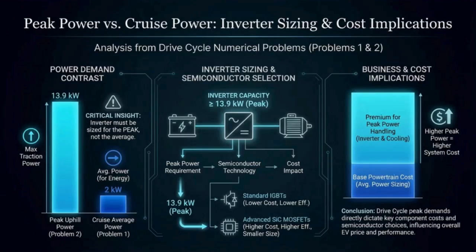Battery capacity in ampere hours is mostly determined by average power and total energy. Average power affects range and battery size. Peak power affects inverter rating, semiconductor current limits, thermal design, and overall system cost. In simple words, average power defines how long the vehicle can run, while peak power defines how strong the power electronics must be.